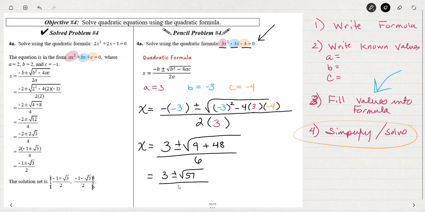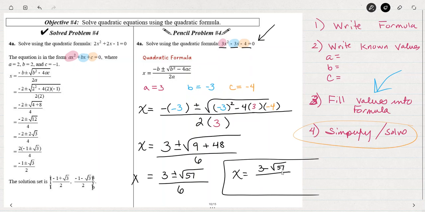All over 6. Now that square root of 57 doesn't simplify, so I'm actually done here, other than writing the answer: x is equal to 3 minus square root of 57 all over 6, or 3 plus the square root of 57 all over 6.